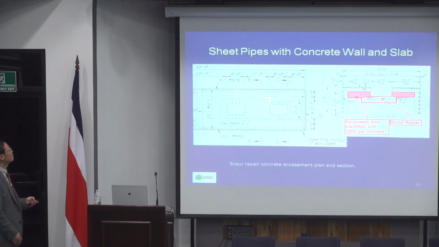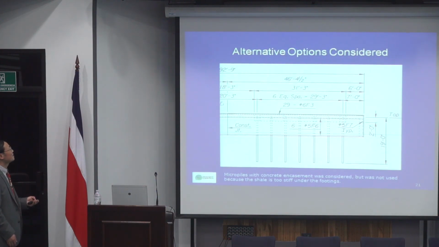And that's the plan view. They had also considered using much shorter cutoff walls, but with micropiles. Finally, they found it's very difficult to install micropiles. That's why instead they put in very deep cutoff walls and did not have these.